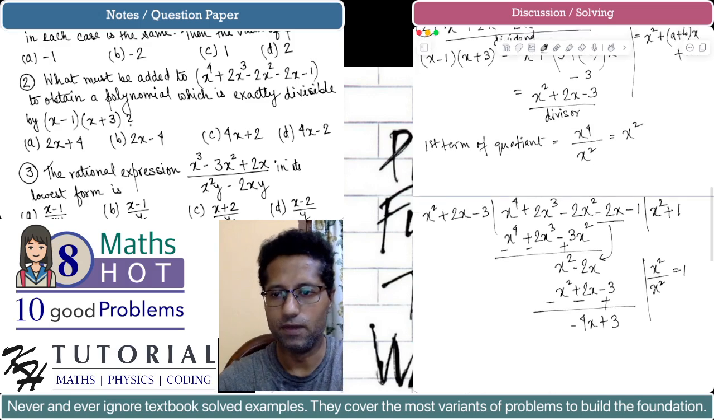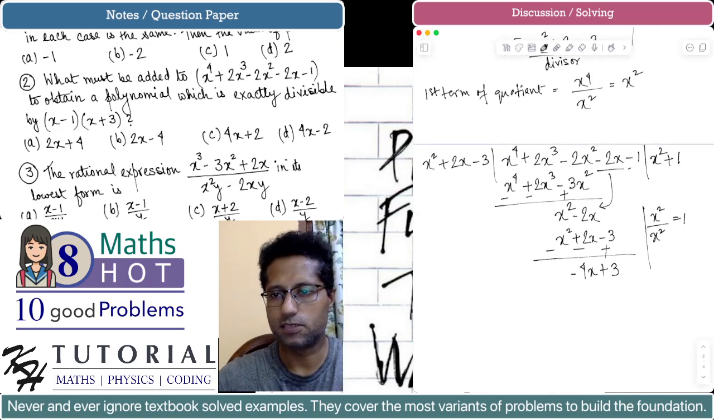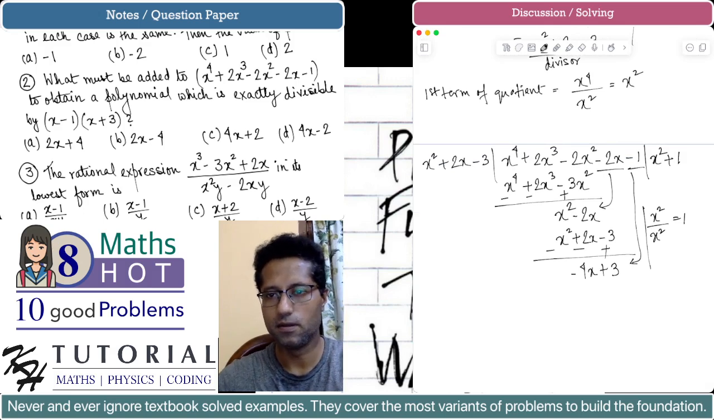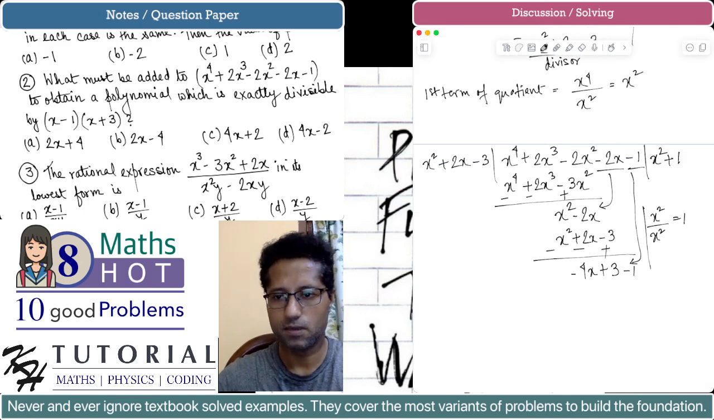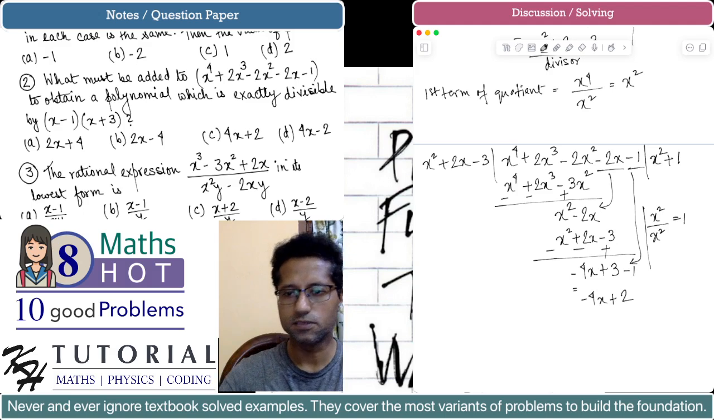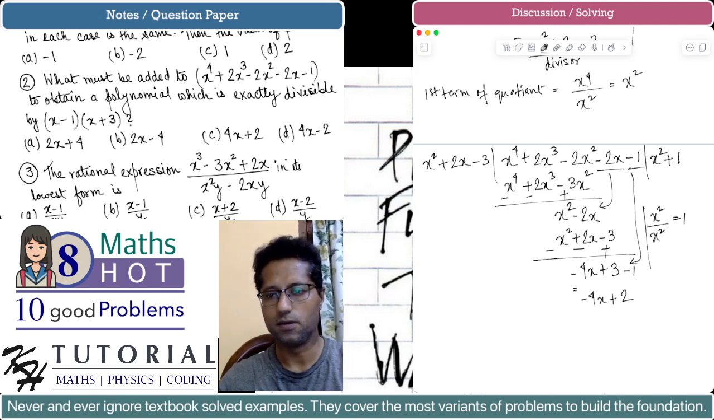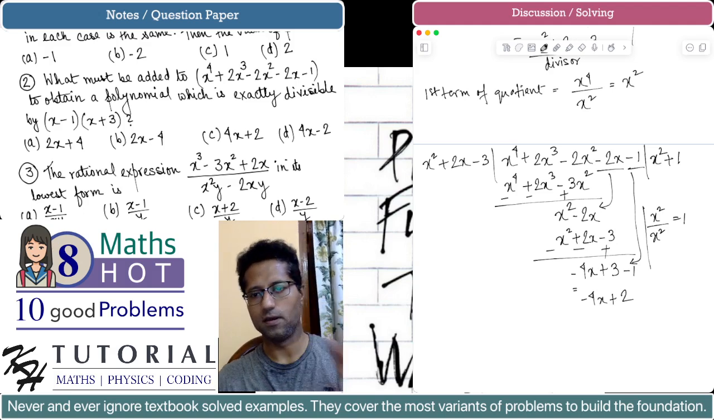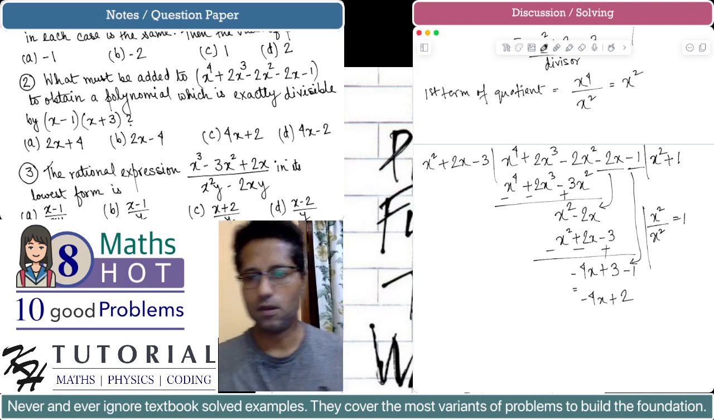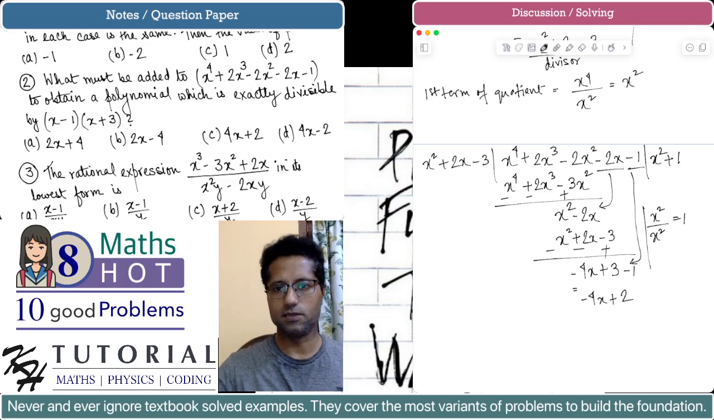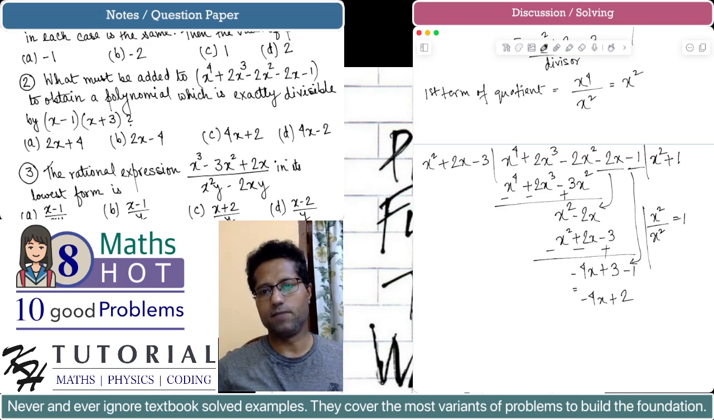Now we will bring down the next term and add it to the remainder, which becomes minus 1. So this is equal to minus 4x plus 2. This is the final remainder. Now we cannot proceed with the long division method further because the divisor has a higher degree than the remainder.